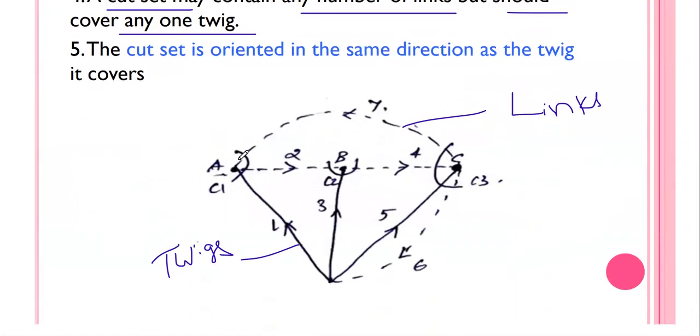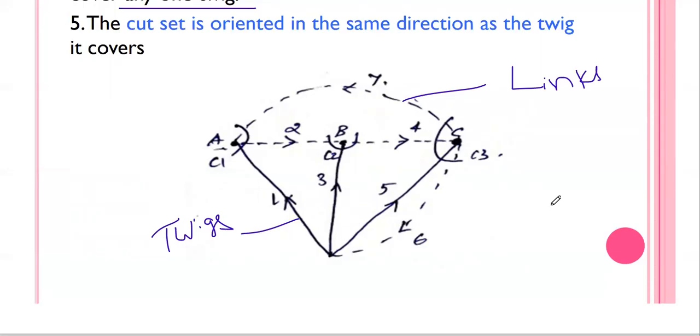So here there is a possibility of 3 cut sets, C1, C2, C3. Here you see, this is one cut set. In this cut set, only one twig is connected. This is cut set 1. Here only one twig is connected and two links are connected, so the cut set property is satisfied.